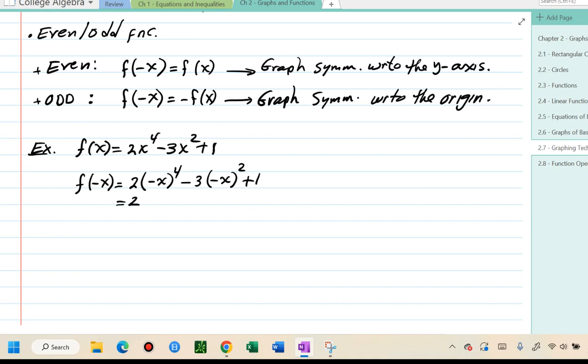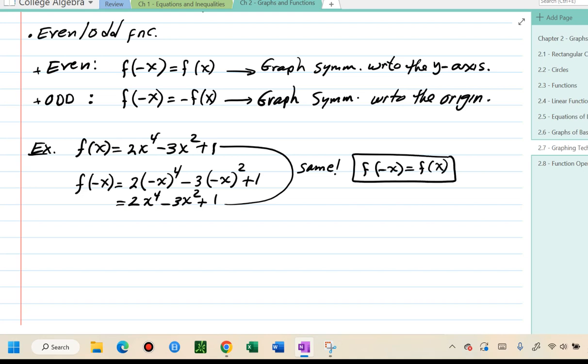Now negative x to the 4th, that's x to the 4th. Negative x squared, that's x squared. It's going to be positive. Look at this, look at the original. They're the same. If they're the same, then we just showed f of negative x equals f of x, and therefore this is an even function.